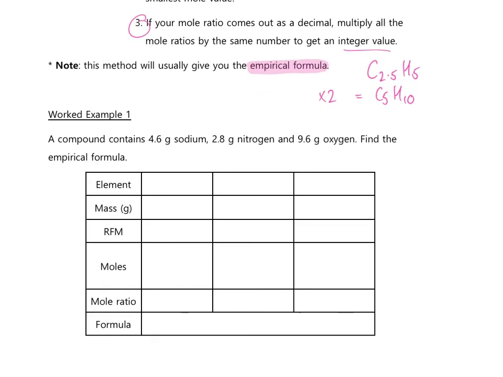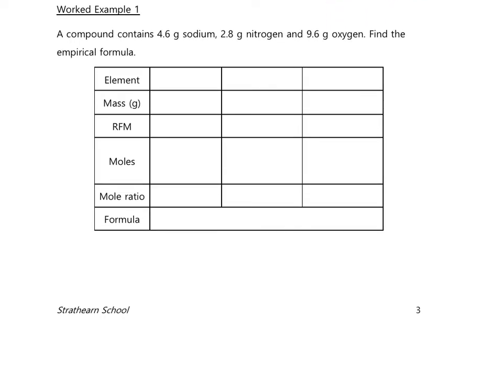So let's have a look at worked example 1, following that method that we've just seen. So it says here, a compound contains 4.6 grams of sodium, 2.8 grams of nitrogen, and 9.6 grams of oxygen. Find the empirical formula. So we know that we have to write this in the simplest ratio. So if it was to come out as one that we could cancel down, then we would have to cancel it down. But generally this method will give us the empirical formula anyway.